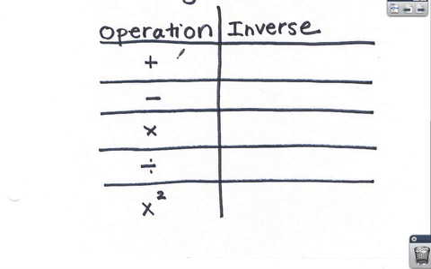The inverse of adding would be subtracting. The inverse of subtracting would be adding. The inverse of multiplying would be dividing. The inverse of dividing would be multiplying. Now, if I have a number that's being squared, in order to get x alone, I would have to take the square root.